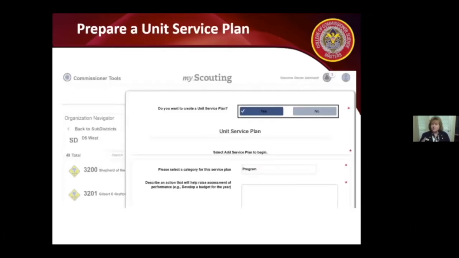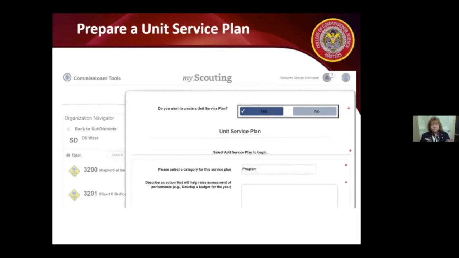Now, this is my favorite part, all right? Prepare a unit service plan. Not to be confused with preparing an annual unit service plan. For years, I thought they were the same thing. They're not. They are totally different. And here's the best part about a unit service plan.